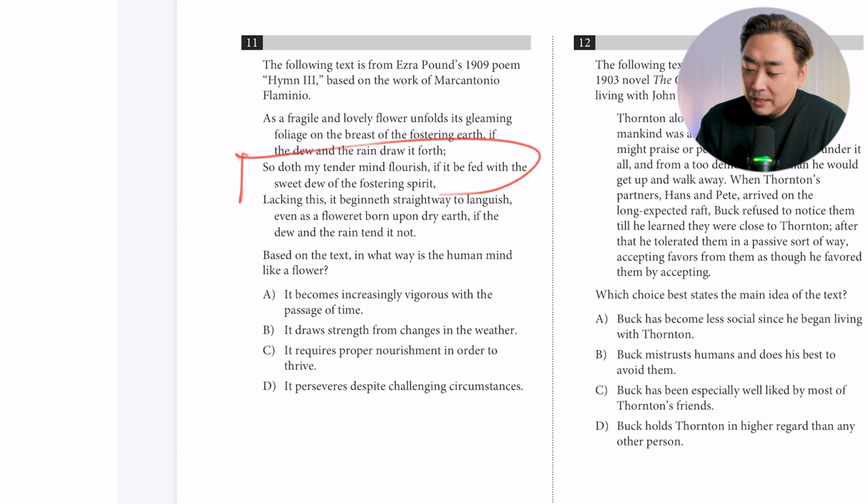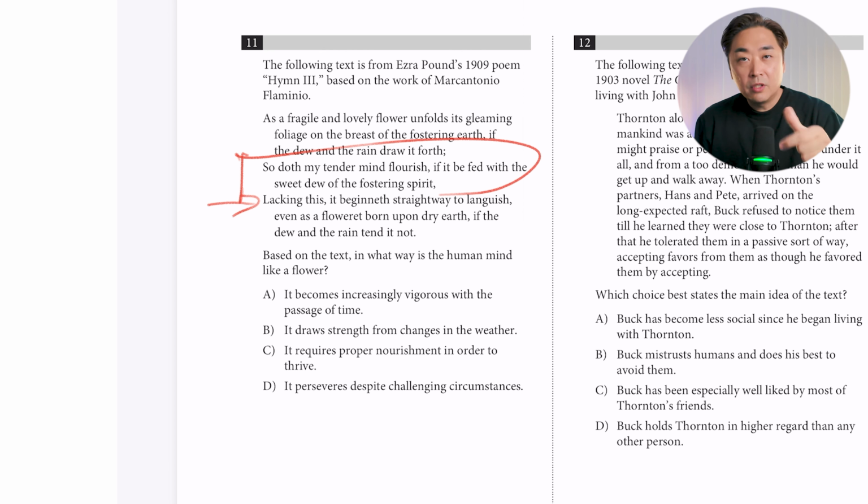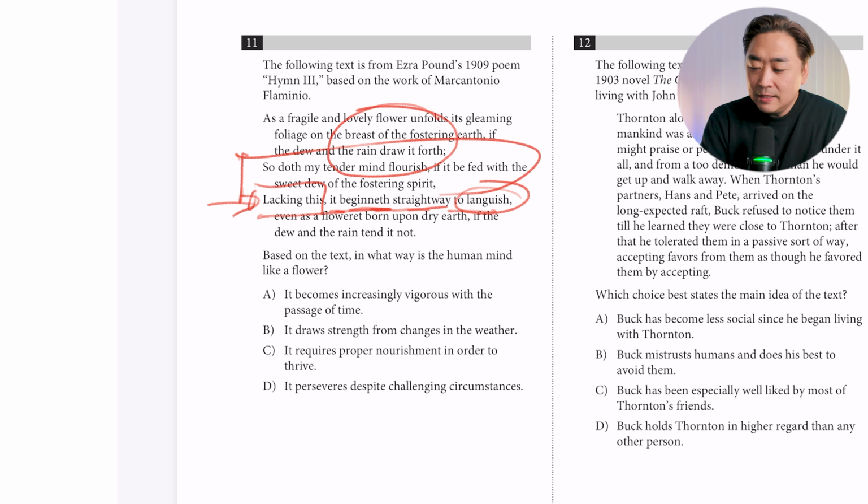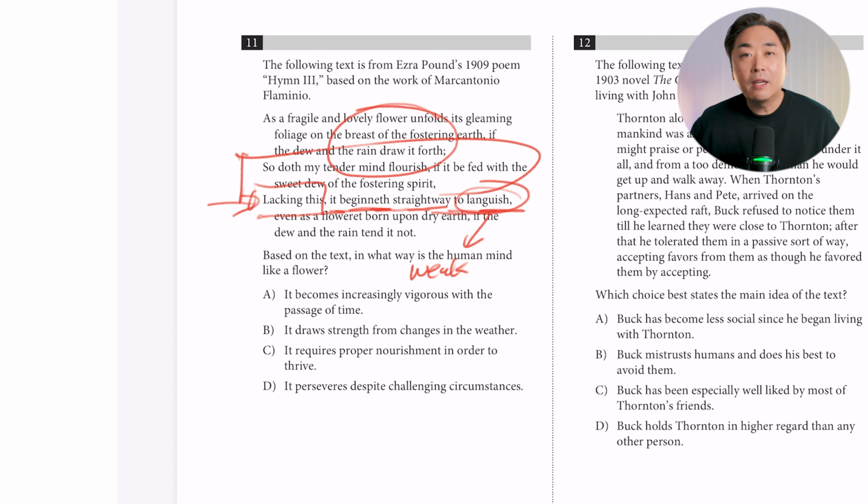And then we go into that blah, blah zone of detail, which again substantiates what I just said. But then somewhere in the middle, remember that switch. Every fiction passage is going to have that. Here it says, "lacking this, it's beginning straightway to languish." What does that mean? It means that whatever this is, the condition that I need, if I don't have that, I'm going to languish, and languish means weaken. So I'm going to become weak.